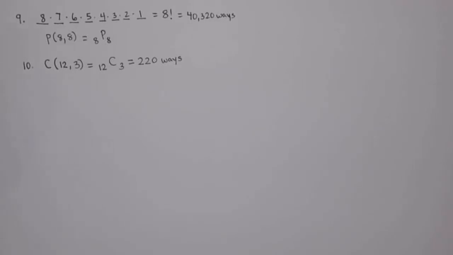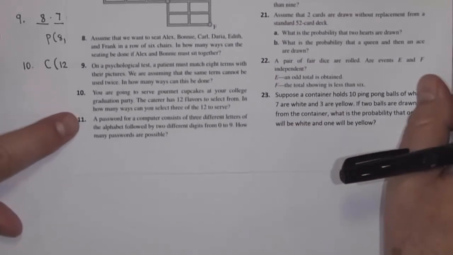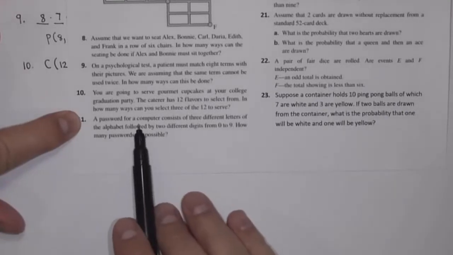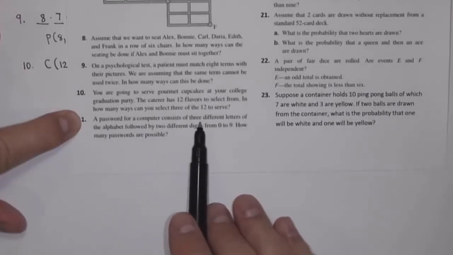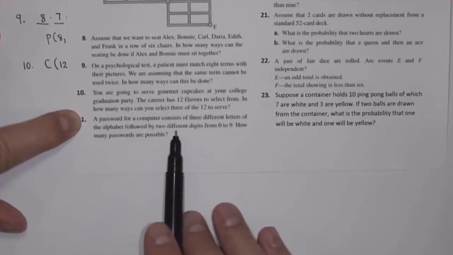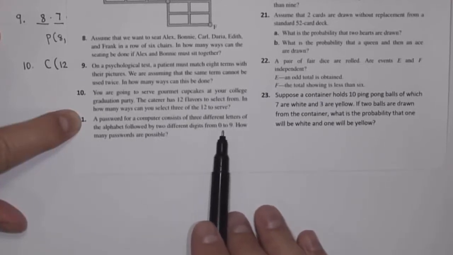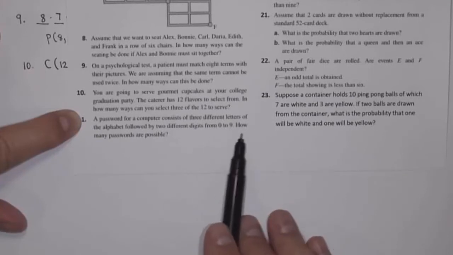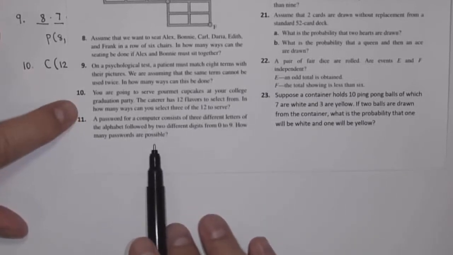Question 11. A password for a computer consists of 3 different letters of the alphabet followed by 2 different digits from 0 to 9. How many different passwords are possible?